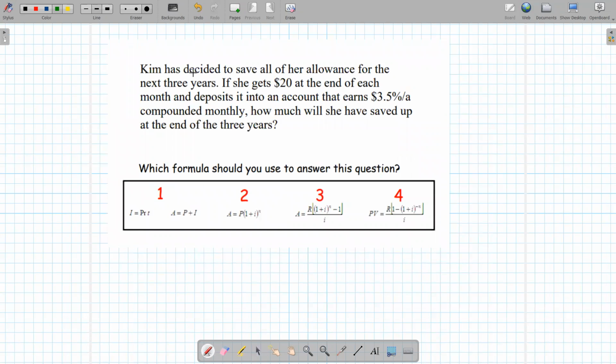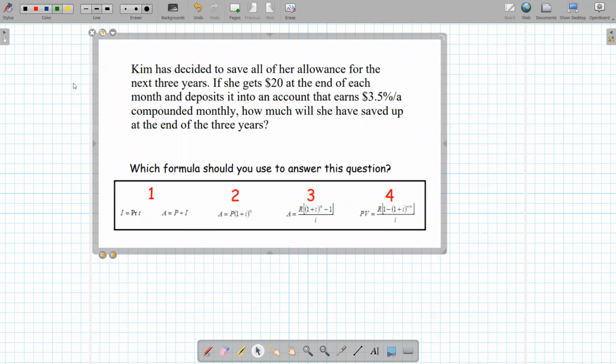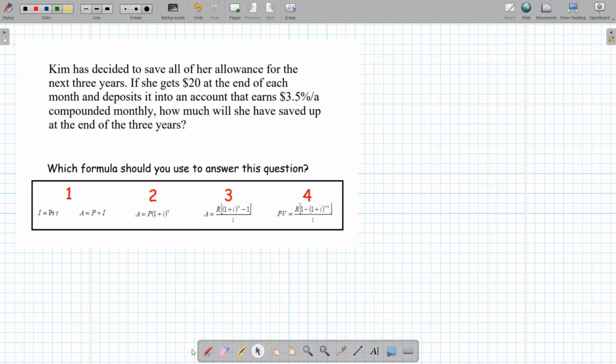What is going on? Kim has decided to save all of her allowance for the next 3 years. If she gets $20 each month, she's going to deposit it into some account. How much money will she have saved up at the end of the 3 years? Which one do we use? Future value? Future value. So this is the future value one.